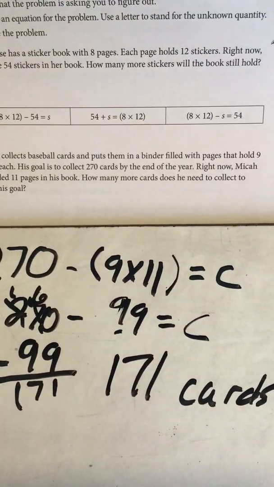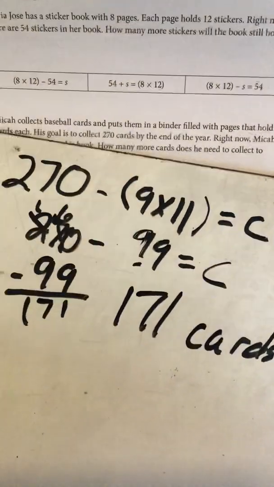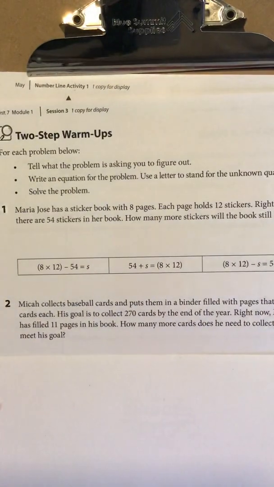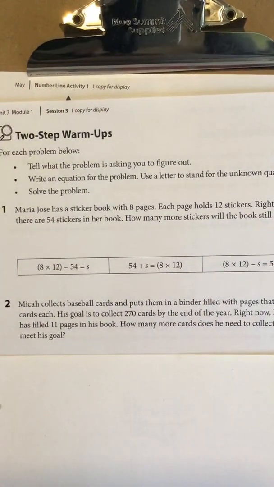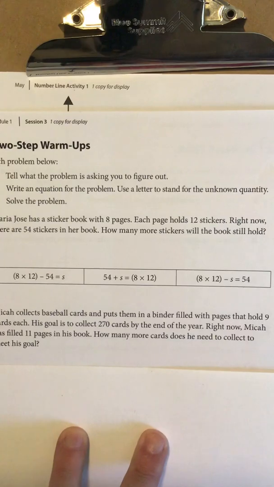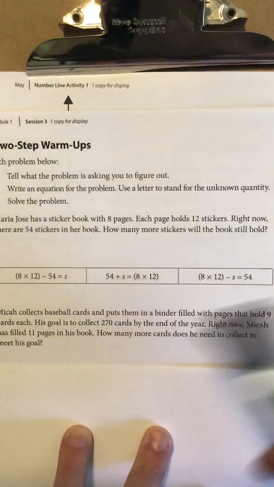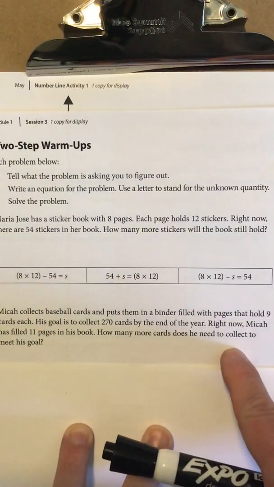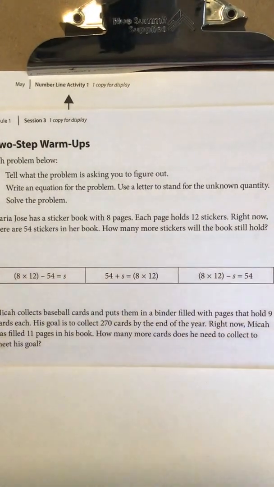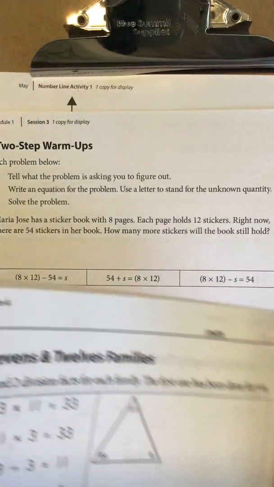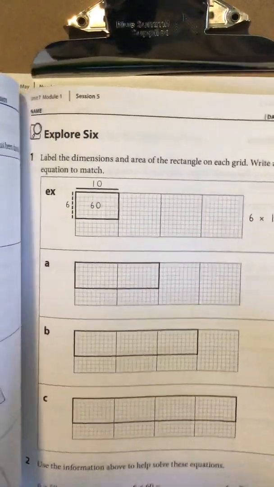Okay? So remember on here, we need to find out what the question is asking, then write the equation for the problem, and then we're using a letter to give us the unknown quantity. That's what we're using, like we did S here for stickers and then C here for cards. And then we're going to solve the problem. All right. So in your book, we're going to work on pages 229, 230, and 231.